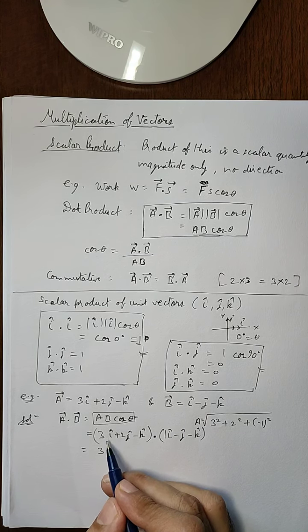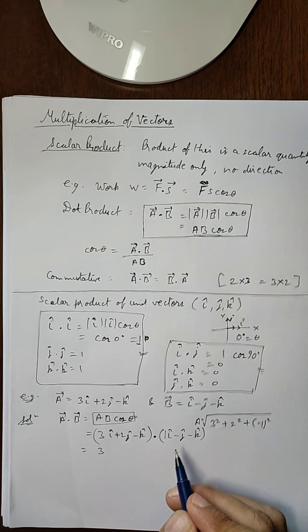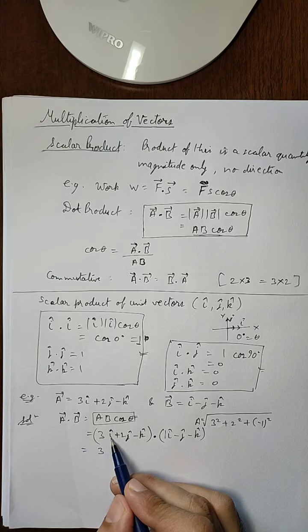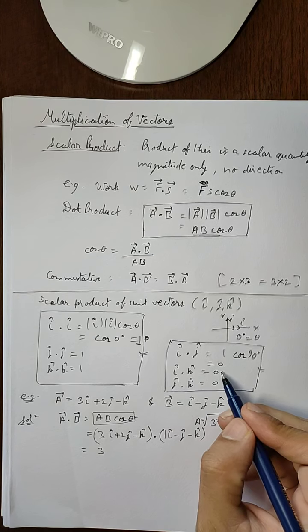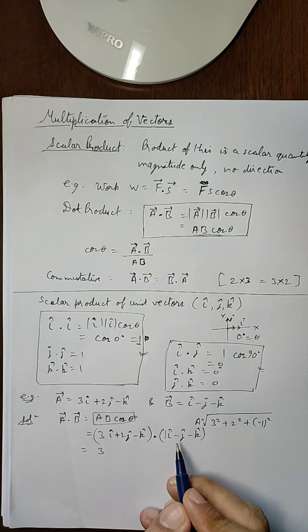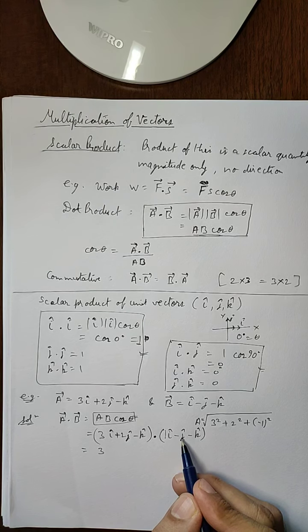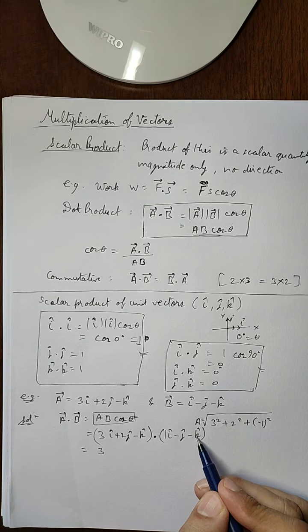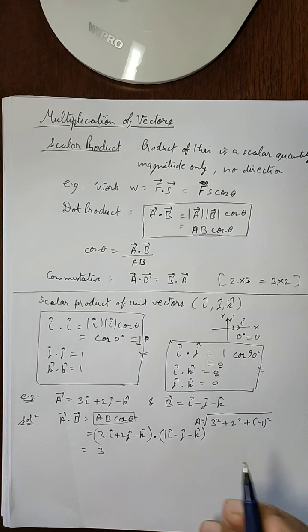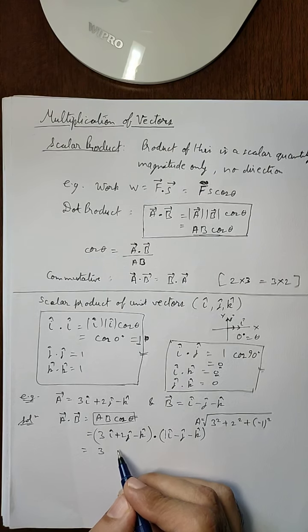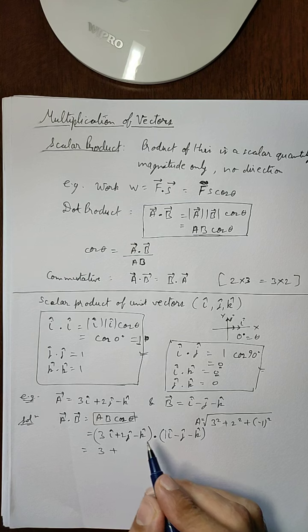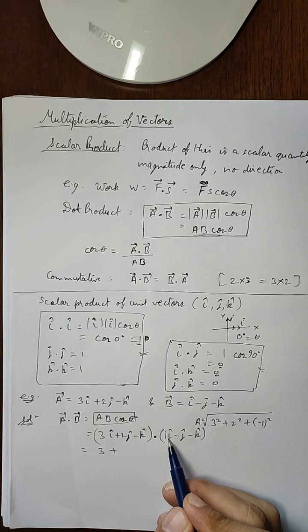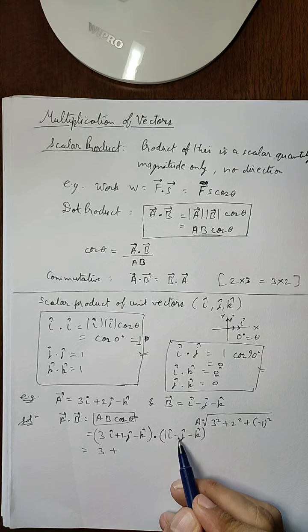now if I do 3 i cap with minus j cap, since i cap dot j cap is equal to 0, that means 3 i cap into minus j cap will be equal to 0. Similarly, 3 i cap into minus k cap will also be equal to 0. So we do not need to write them. We will go to 2 j cap. 2 j cap into i cap will be equal to 0. 2 j cap into minus j cap.